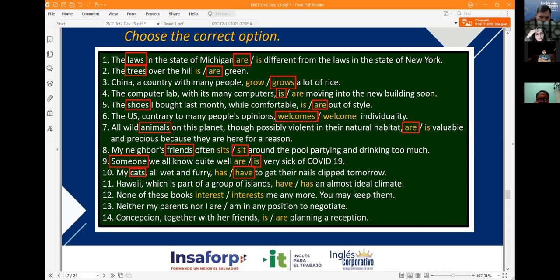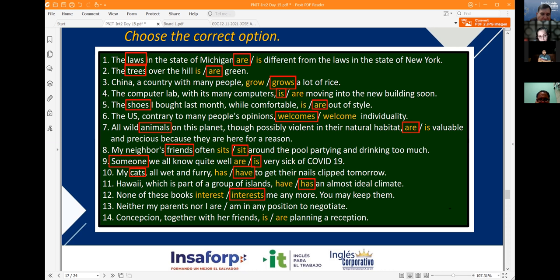Hawaii, eliminate the information in commas. Hawaii has. Has. Hawaii has an almost ideal climate. Number 12, none of these books. None is zero, singular. None of these books interests me anymore.